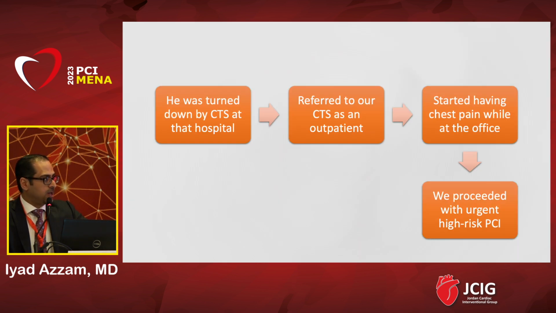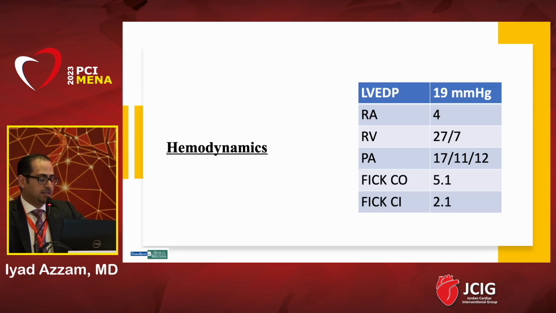So he was referred to our cardiac surgeon at the medical college. And while he was at the surgeon's office, he started having chest pain. So I was contacted, and we took him urgently to the cath lab for high-risk PCI. Again, we did right and left heart caths. EDP was 19. Cardiac output per Fick was 5.1, but he was having chest pain.